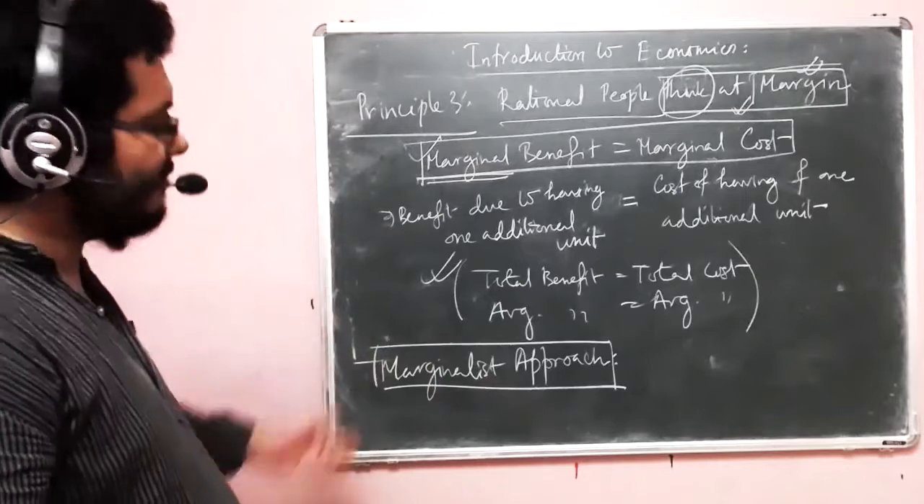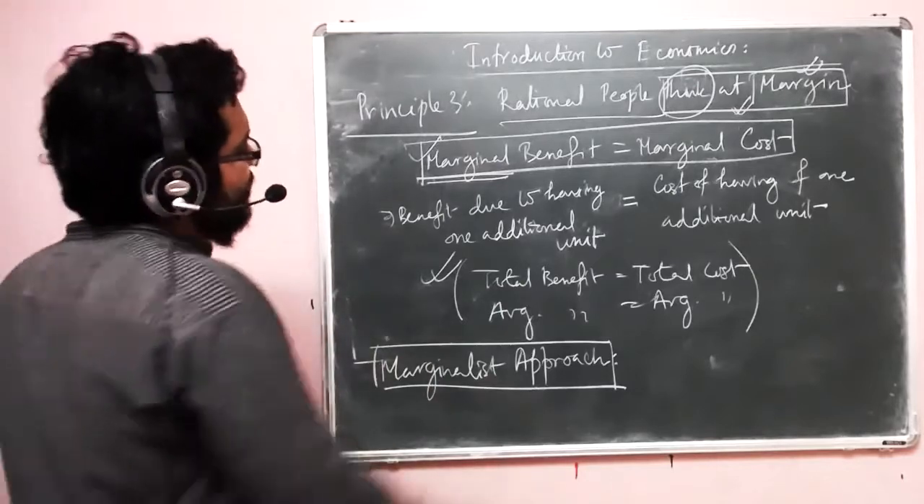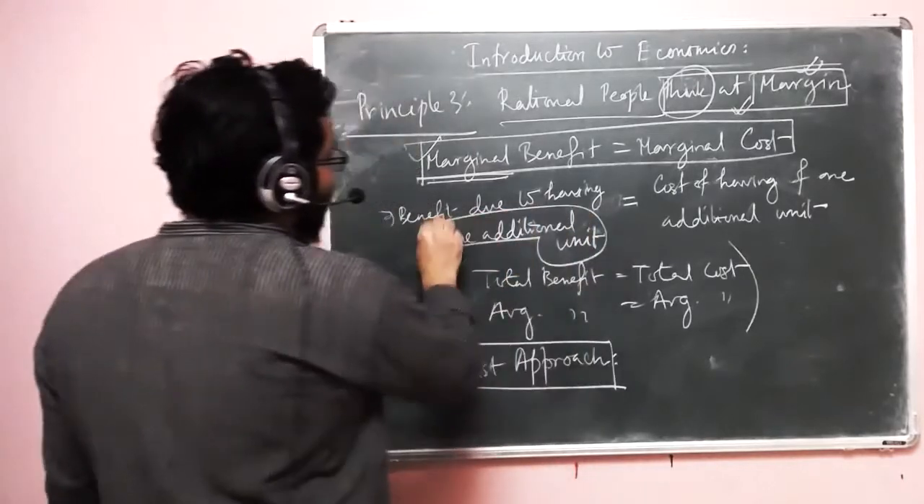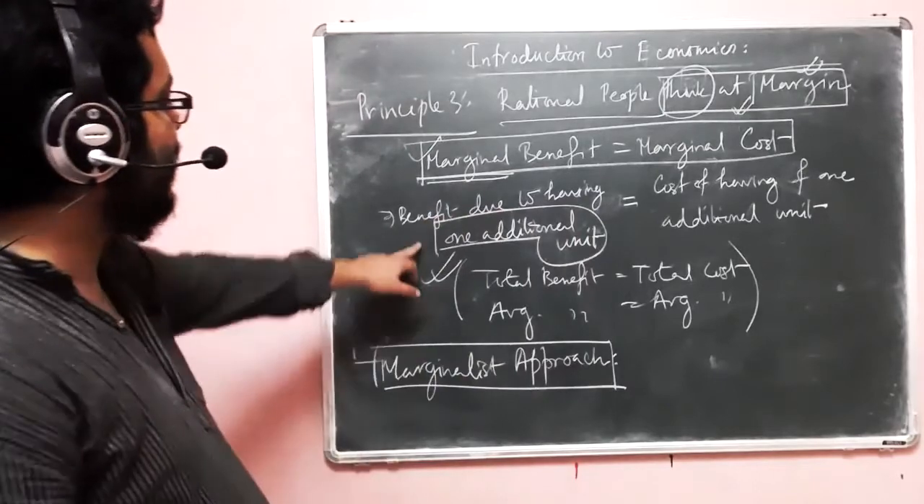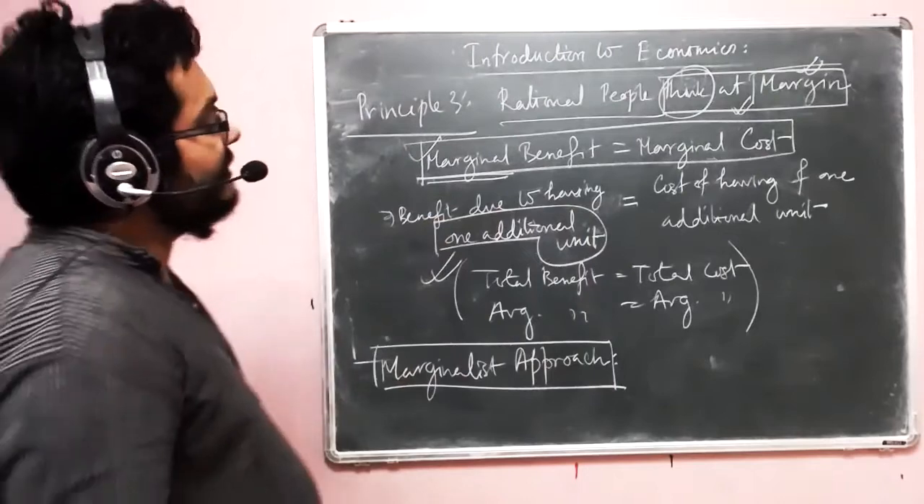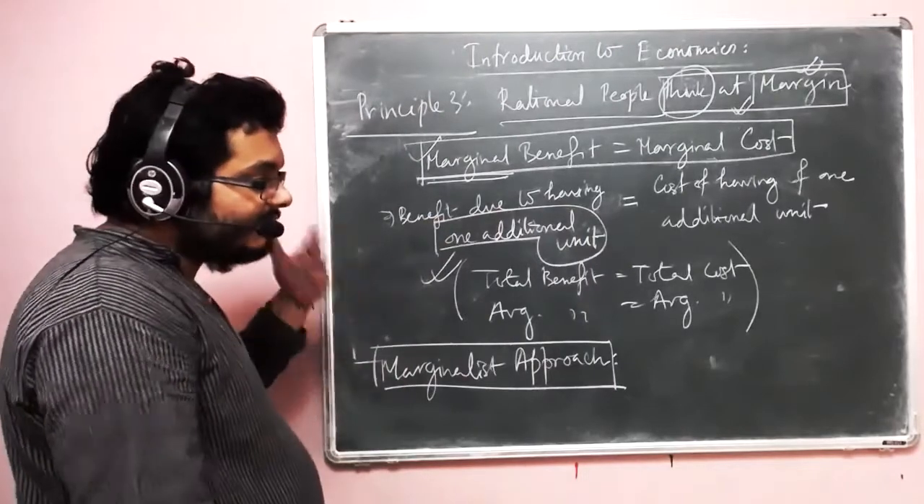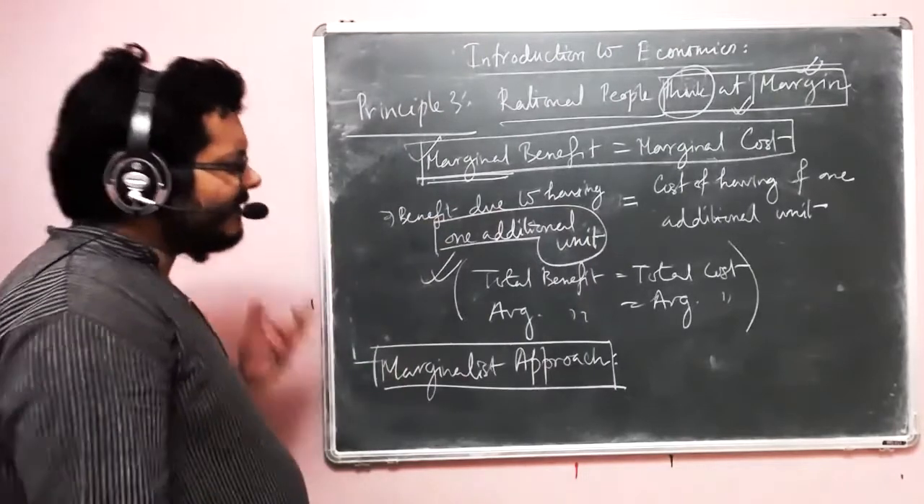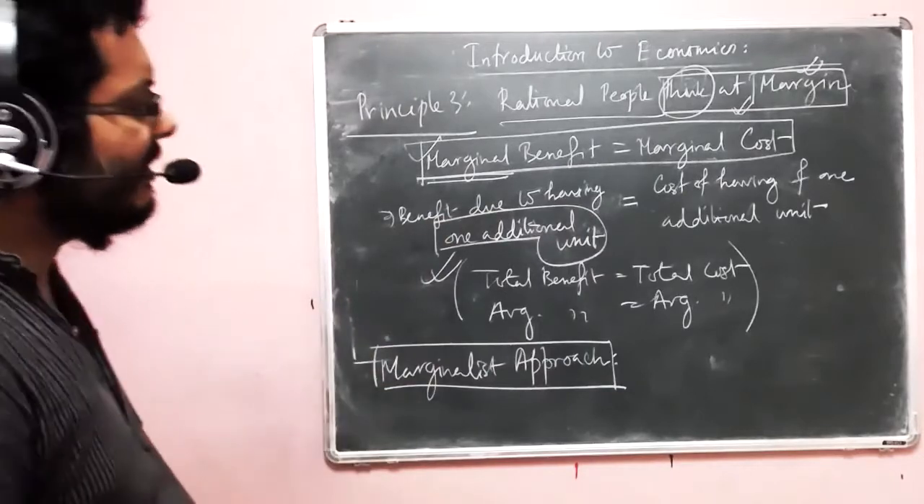It's not. It's an approach. What it says is that you must compare by what you get and what you lose by the one additional unit. So in that sense, it has some form of forgetfulness also, that you had something.